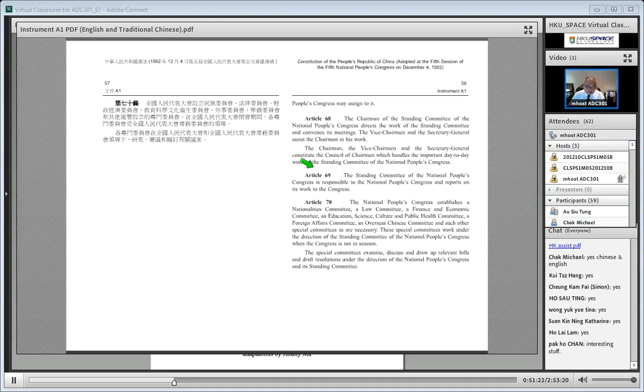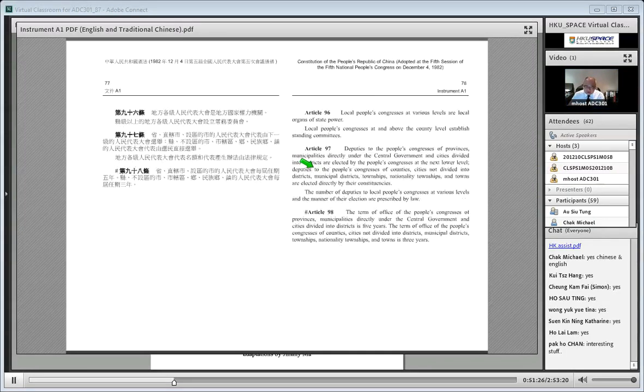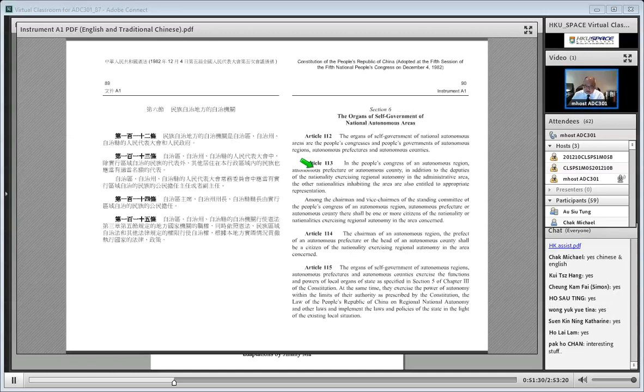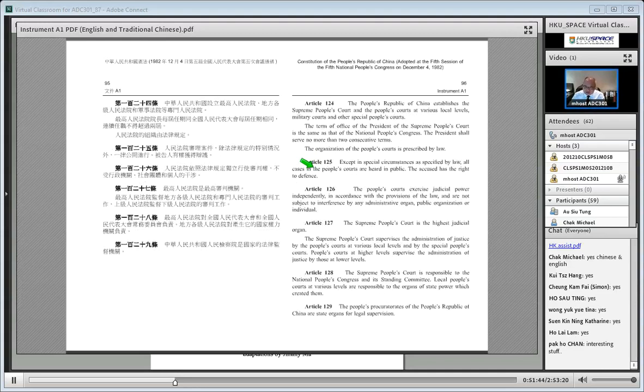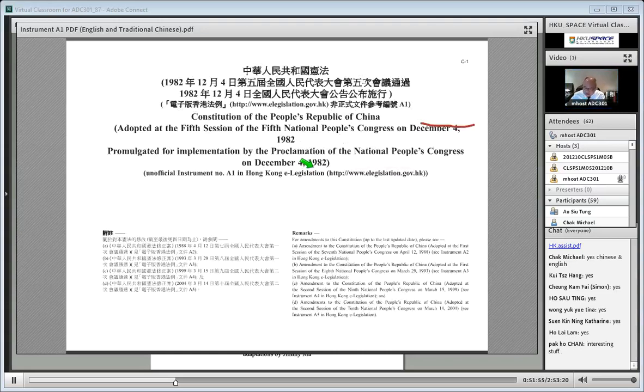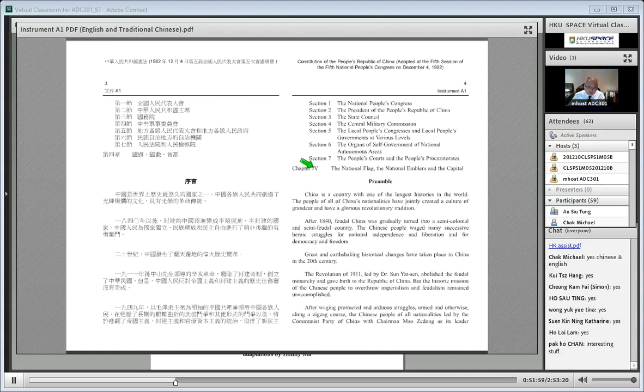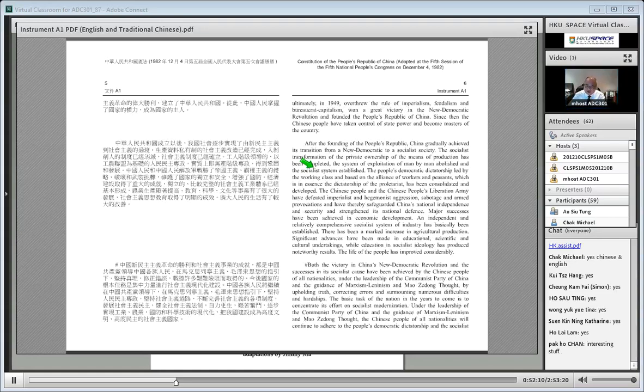This constitution, as you can expect from a document of this kind, mainly contains how the powers are distributed among the organs of power within the country, and also sets out the fundamental rights of the people. And also, as far as the Chinese constitution is concerned, there's one very important part, which is in the preamble, which sets out the history and also more the ideology that the country is founded on.